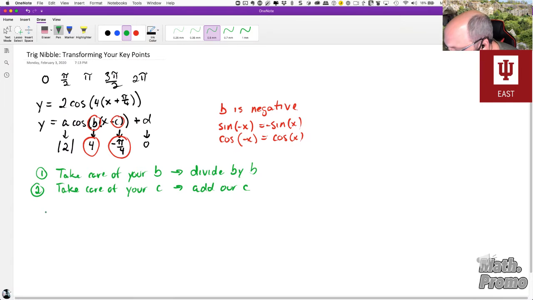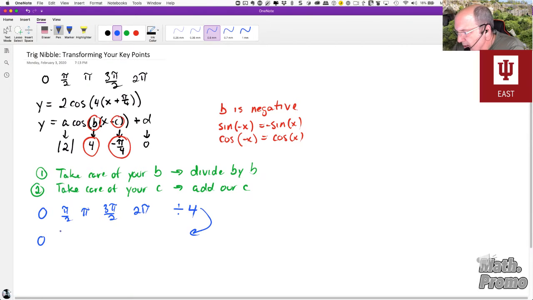So what does that mean in this case? Let's go with our original set: 0, pi over 2, pi, 3 pi over 2, 2 pi. That's a normal set of key points. Let's go ahead and divide by B. What's 0 divided by 4? Because remember, B is 4. 0 divided by 4 is 0. What is pi over 2 divided by 4? It's pi over 8. What's pi divided by 4? Pi over 4. What's 3 pi over 2 divided by 4? 3 pi over 8.